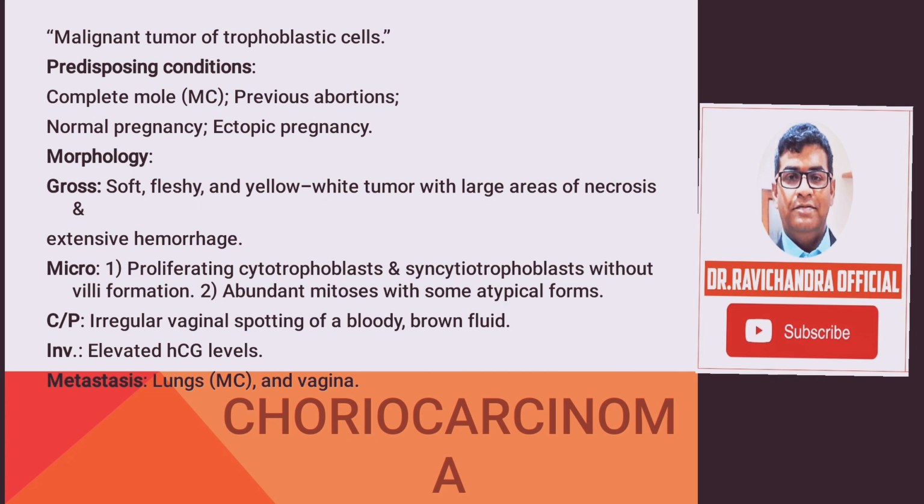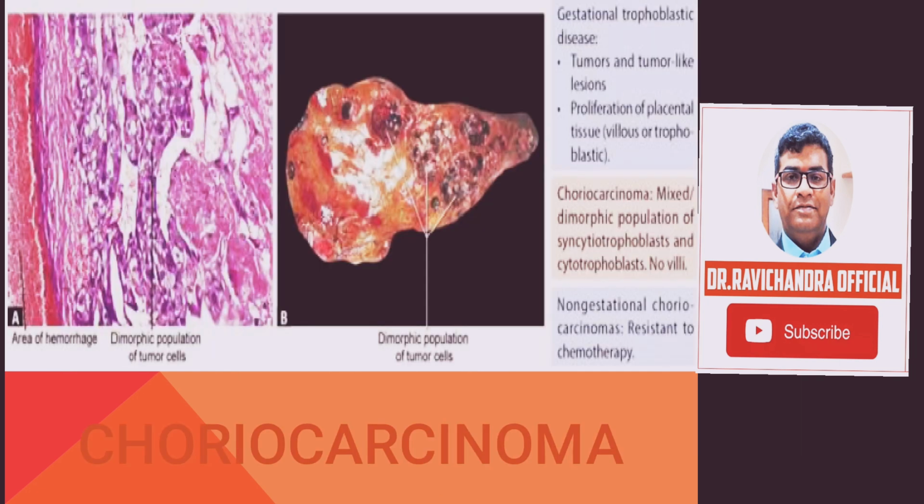Microscopically, choriocarcinoma shows proliferating cytotrophoblasts and syncytiotrophoblasts without villi formation. There is abundant mitosis with some atypical forms. Clinically, a choriocarcinoma shows a history of irregular vaginal spotting of bloody brown fluid, and the investigations include elevated HCG levels. Choriocarcinoma most commonly metastasizes to the lung and also the vagina. In the gross and microscopic picture, you can see a dimorphic population of tumor cells and areas of hemorrhage.